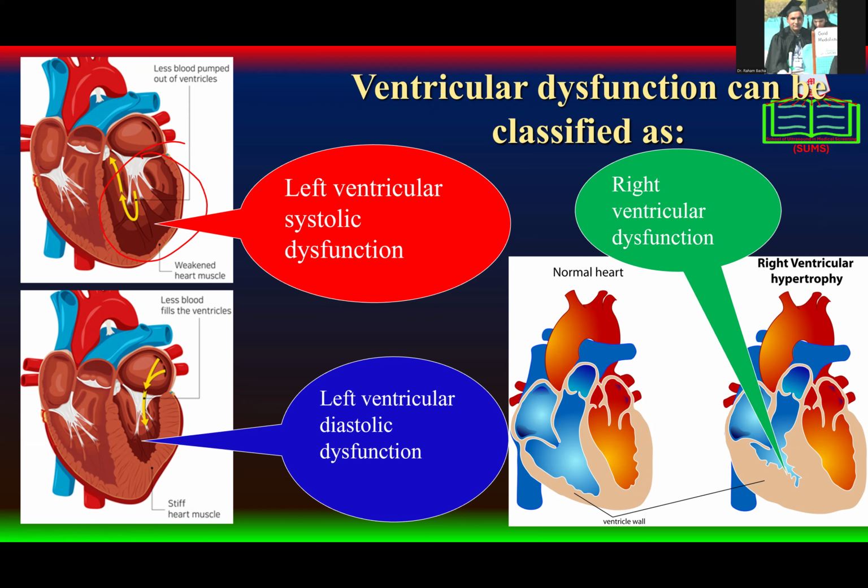In the case of left ventricular diastolic dysfunction, you can see in the second image, the left ventricle is smaller in size with thick walls, and its dilatation, or diastole, is compromised. And in the case of right ventricular dysfunction, we'll discuss it in detail. Its systole and diastole are compromised.